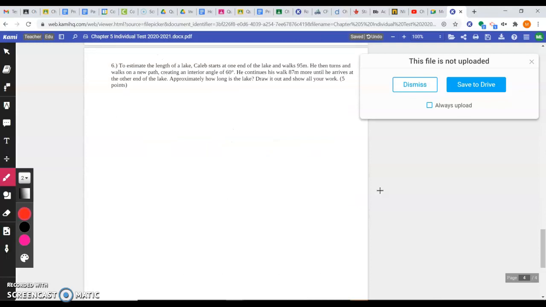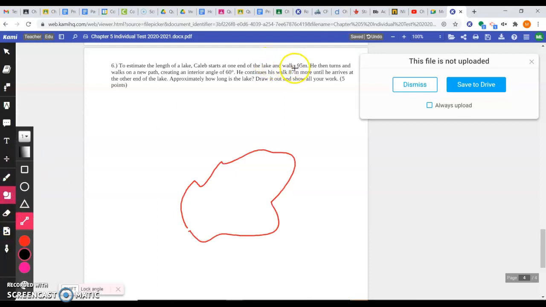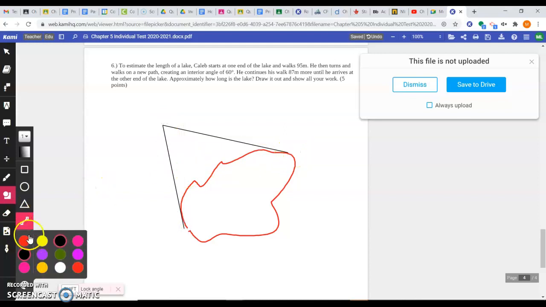Taking a look down here at 6. Okay, let's use some lines to draw it out. It says that Caleb starts at one end of a lake, so we have a lake here. He walks 95 meters from one end of the lake. He then turns at a 60-degree angle and he walks 87 more meters until he hits the other side of the lake. We're looking for the distance across the lake, which is here.